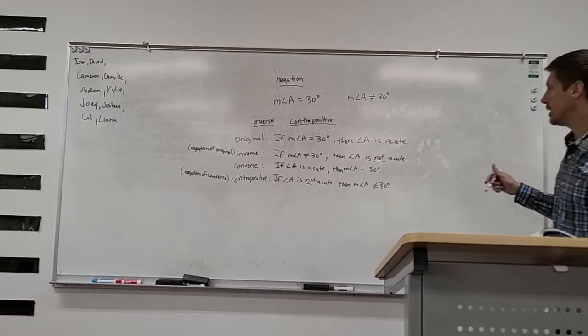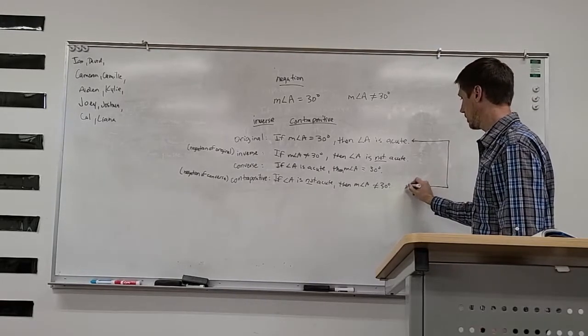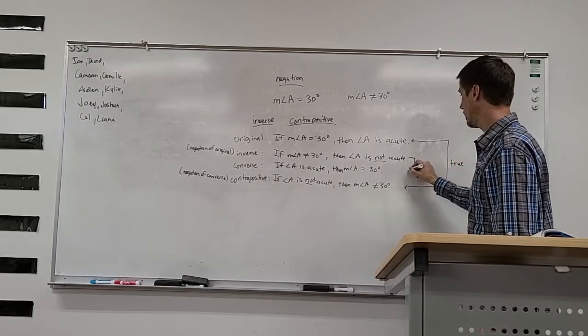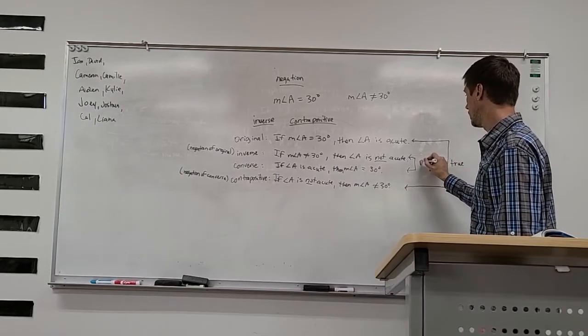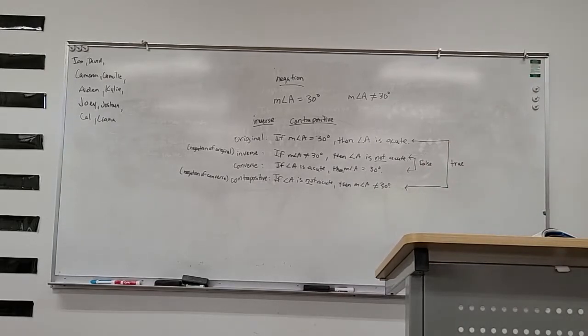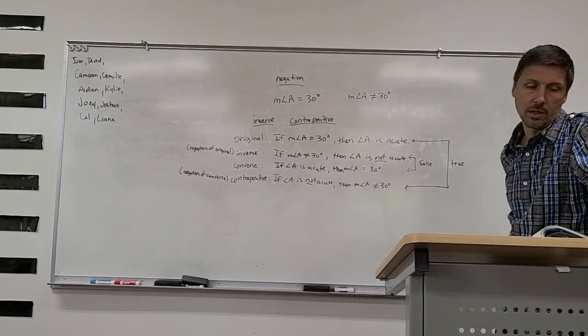And so what you'll usually find with these statements is that these outer ones will be the same, and these inner ones will be the same. So the outer set will, like in this case, be true, the inner set will be false, if you write them in this order: original, inverse, converse, and contrapositive.